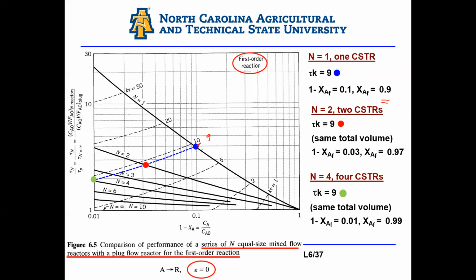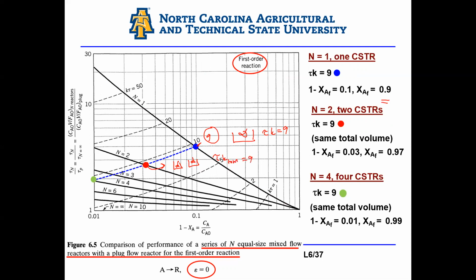So I can keep the same total volume of 9 and just increase the number of CSTRs. So instead of using a larger CSTR, I can just use 2 smaller CSTRs. This is with the same total volume. So if I move from the blue dot to the red dot, the difference is that the blue dot is just one large CSTR with a tau k equals 9. This point corresponds to 2 smaller CSTRs with an overall tau k total equal to 9.